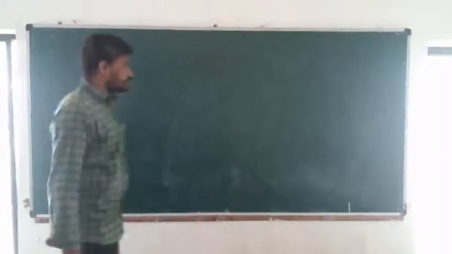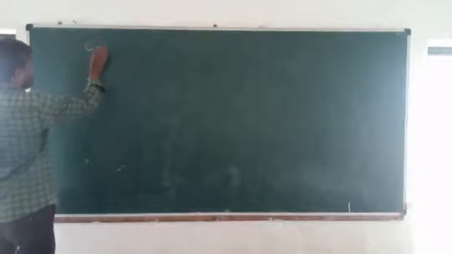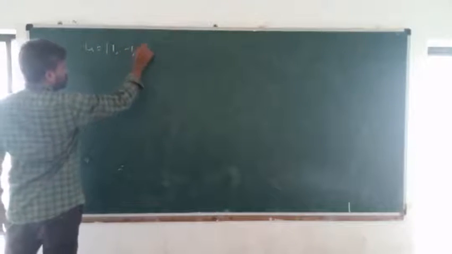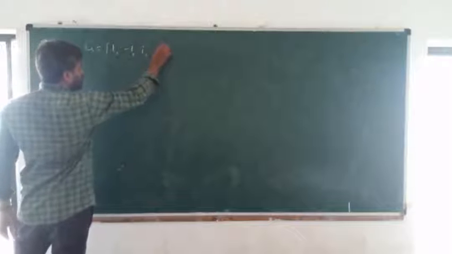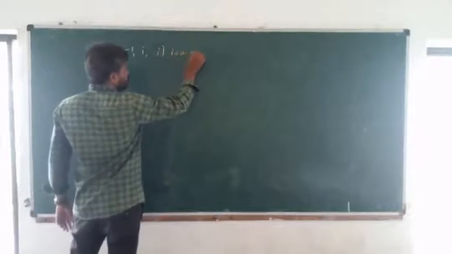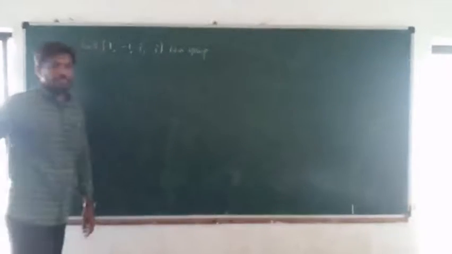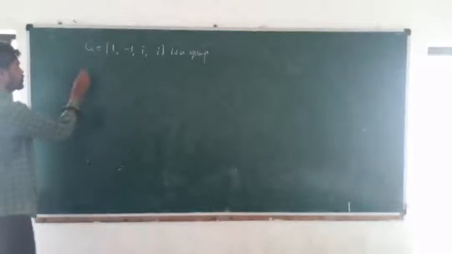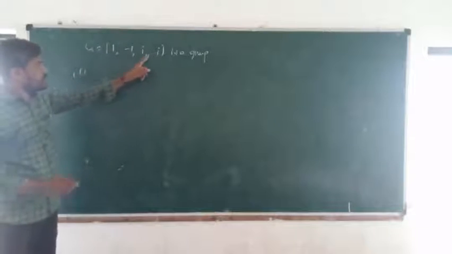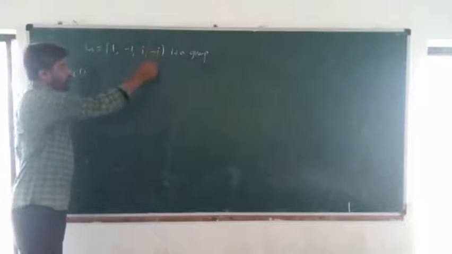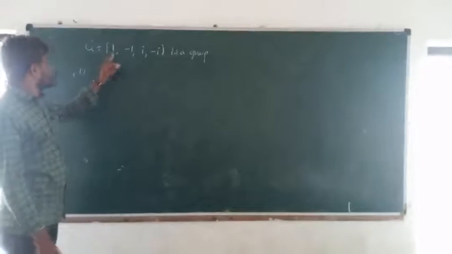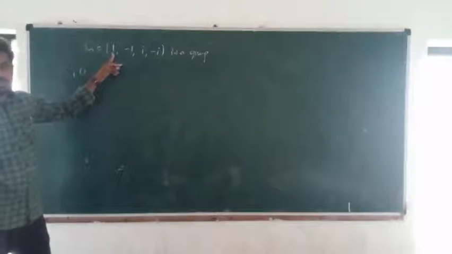So what is the problem? G comma dot equal to {1, minus 1, i, minus i} is a group. We put that as a group. The elements are 1, minus 1, i, minus i. There is only one identity element in this group, and 1 is the identity element with respect to dot.